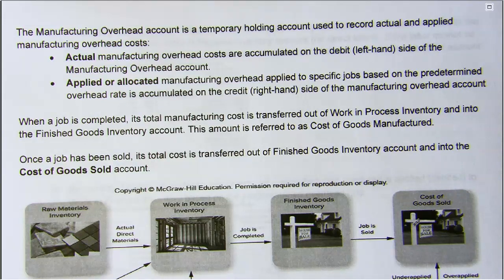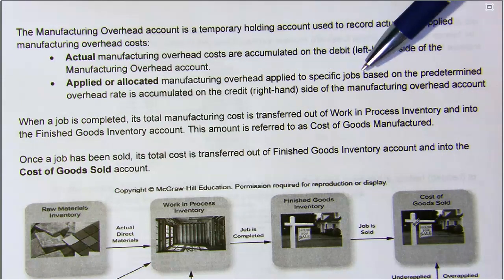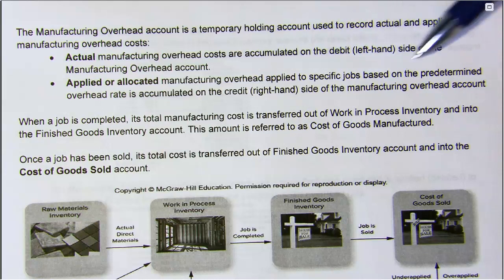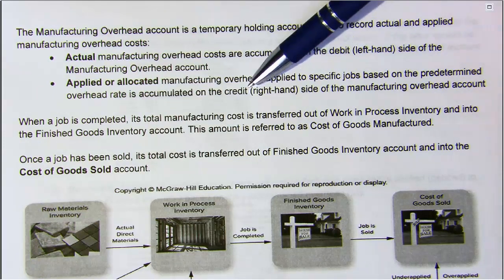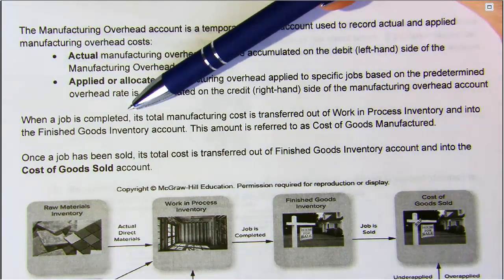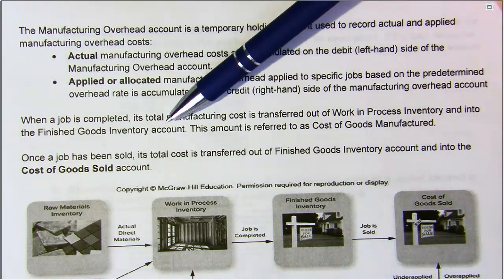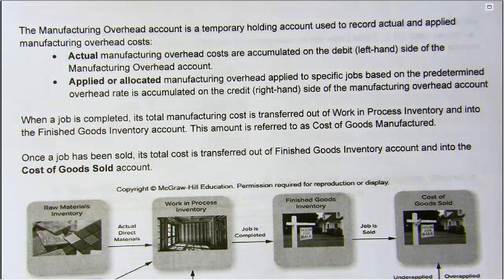When it comes time to apply or allocate manufacturing overhead, we credit that manufacturing overhead account. Applied or allocated manufacturing overhead. To apply it to specific jobs based on the predetermined overhead rate, we credit the manufacturing overhead account. When a job is completed, its total is transferred to work in process and then into the finished goods inventory account. That amount, the total of the job that has been completed, is called the cost of goods manufactured.